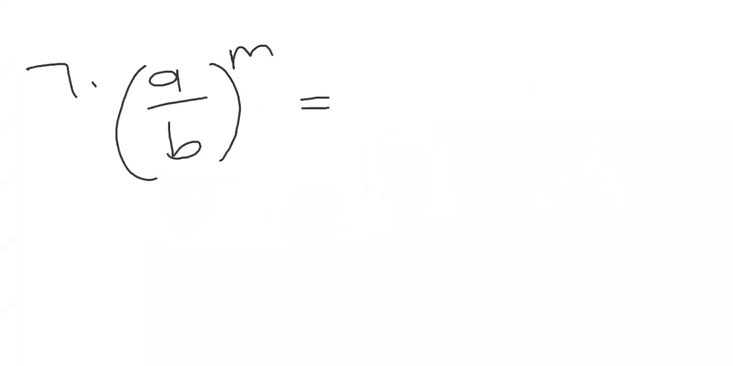Then let's look at rule number 7. Rule number 7 says, if now you have a fraction, and your fraction is raised to a certain power, then the rule says you're going to get A to the power M divided by B to the power M. What this means is the power outside your bracket becomes the power of everything that is inside the bracket. It raises everything that is inside the brackets.